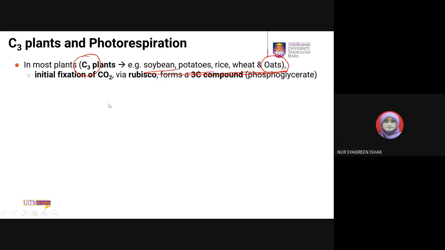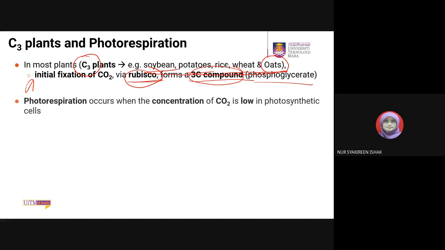Okay, so initial fixation of carbon dioxide is via Rubisco, to form a 3 carbon compound which is phosphoglycerate. Ini yang normal Calvin cycle. Okay, normal Calvin cycle dia akan punya Rubisco dan hasilkan phosphoglycerate which is a 3 carbon compound.